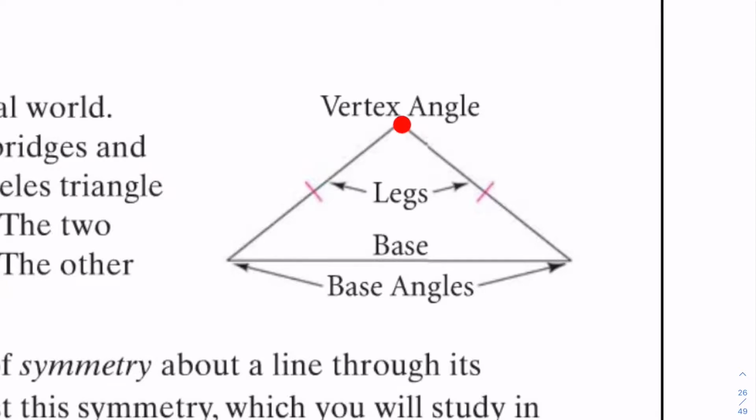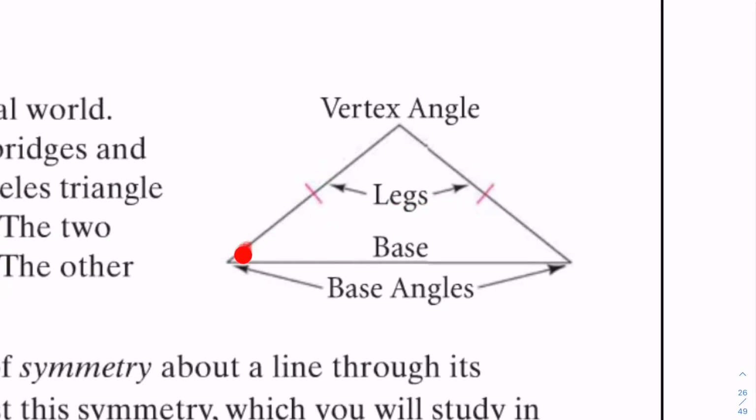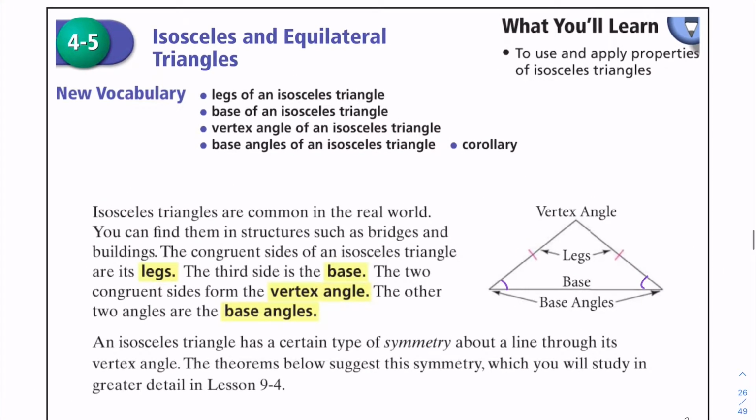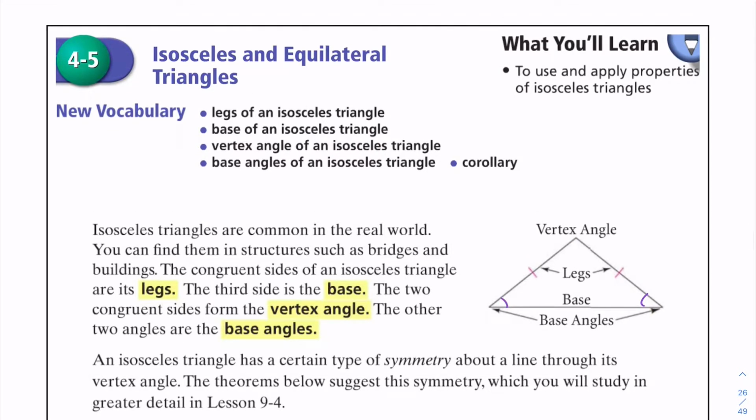The vertex angle, though, is the angle that's in the middle between the two congruent sides. So if you have two congruent sides of a triangle, what we do know is that the angles opposite them are actually congruent as well. So we can draw that in, that it has two congruent base angles. And so those angles will be congruent. In an equilateral, you have all three congruent, and all three are vertex angles, really.